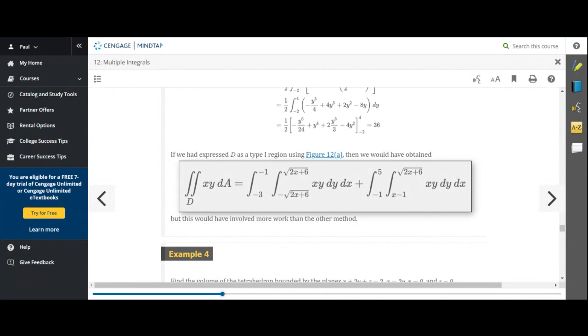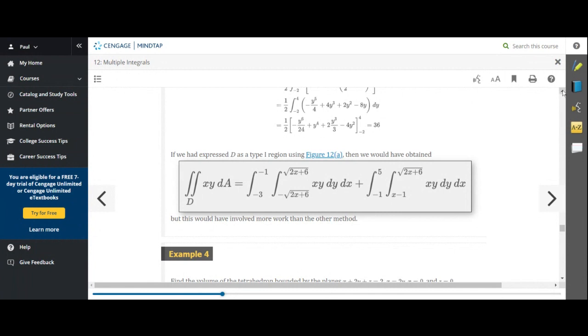So you see, it's quite a bit of work to do. You can do it, and I've actually worked it out on my own, but in this example 3, you're going to see it's much easier to treat the region D as a type 2 region instead of a type 1 region.